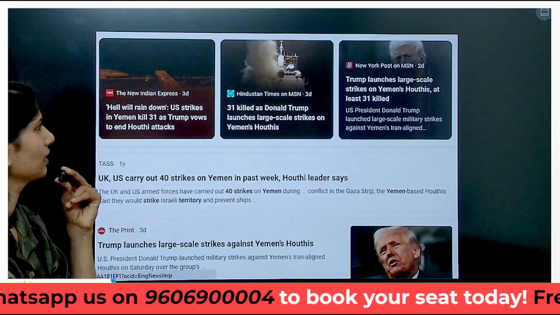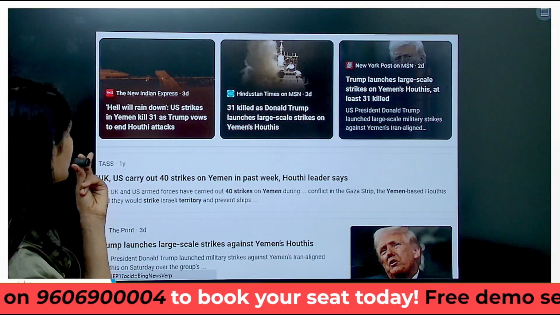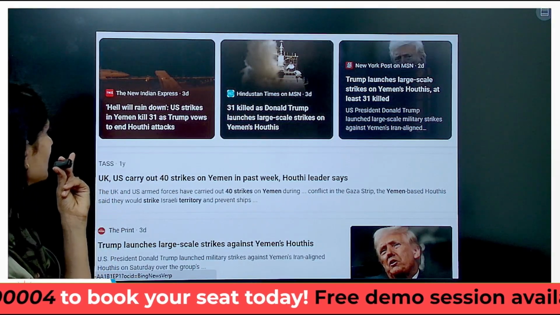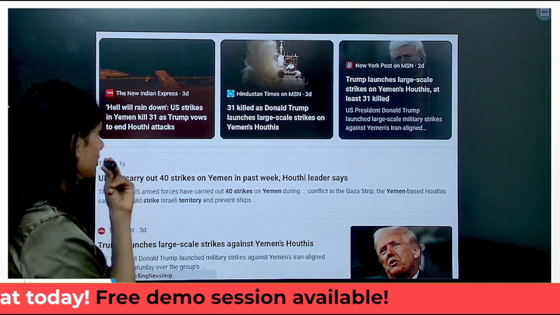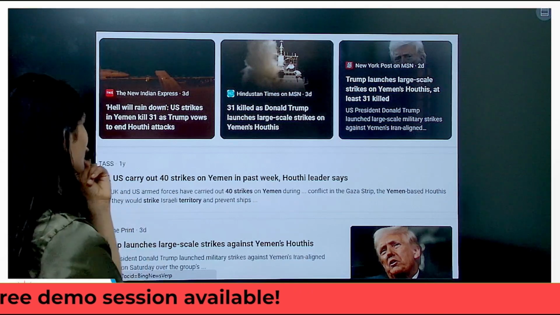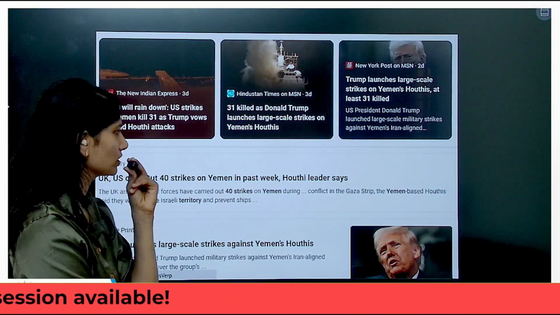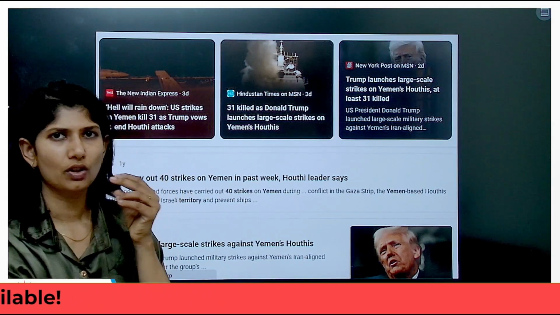Look at these. Hell will rain down. US strikes in Yemen kill 31 as Trump vows to end Houthi attacks. UK, US carry out 40 strikes on Yemen in past week, Houthi leader says.